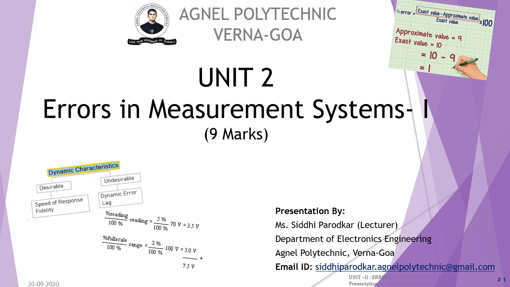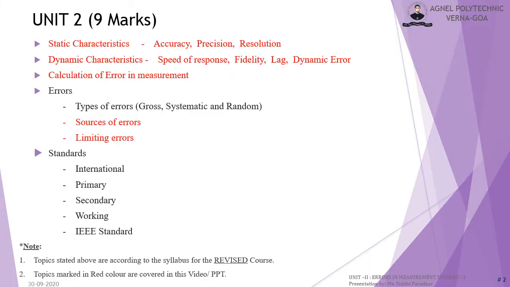Hello students, in this video we are beginning with the second unit, that is errors in measurement systems. This unit has 9 marks. In this unit we will be studying about static characteristics of an instrument such as accuracy, precision and resolution, then dynamic characteristics of an instrument such as speed of response, fidelity, lag and dynamic error. We shall also study how to calculate error in measurement systems.